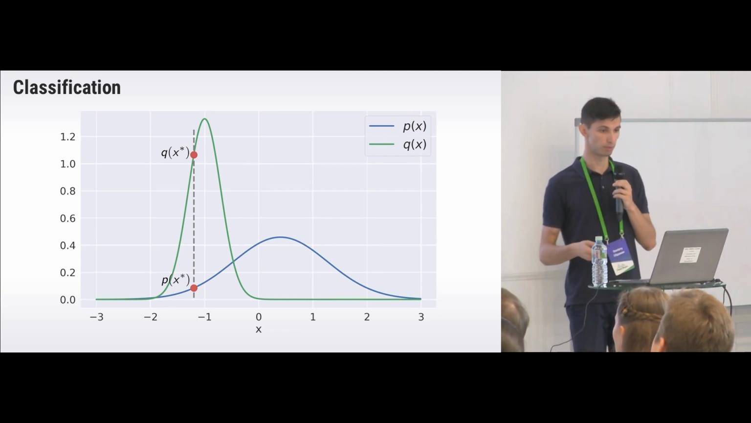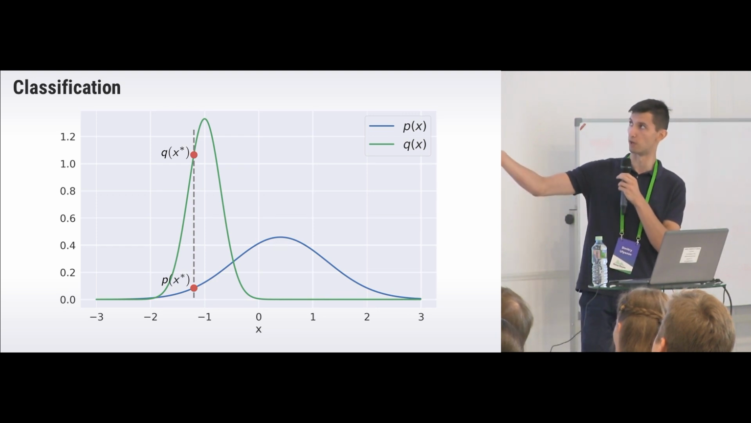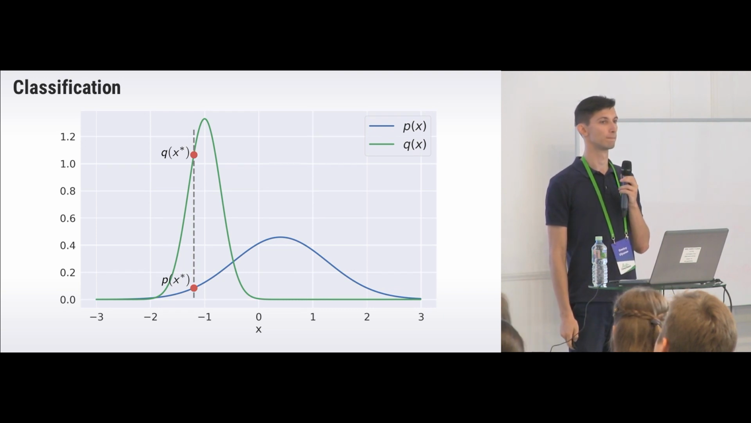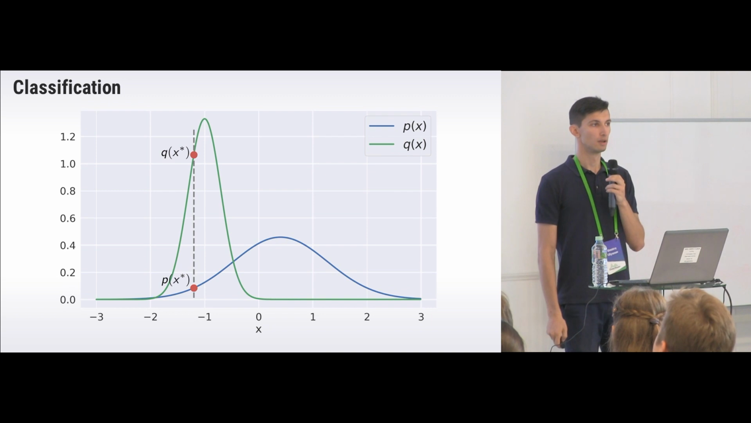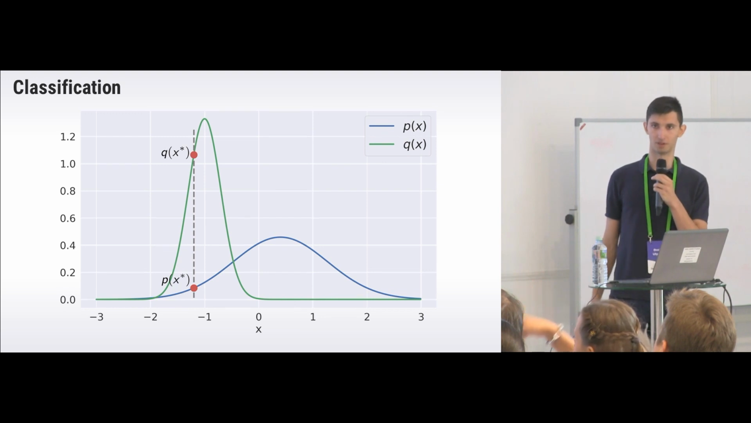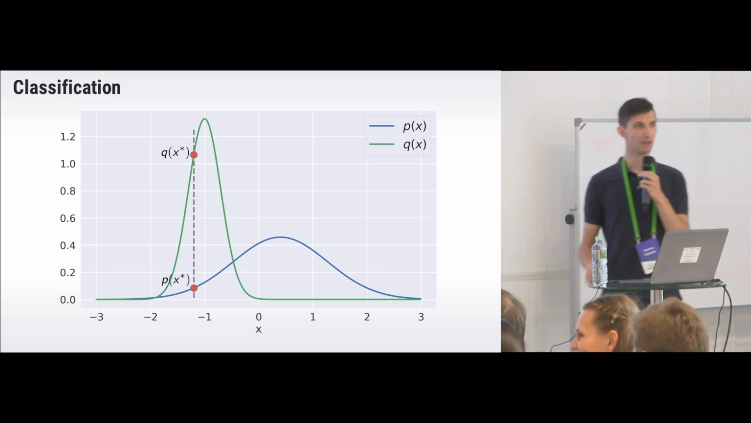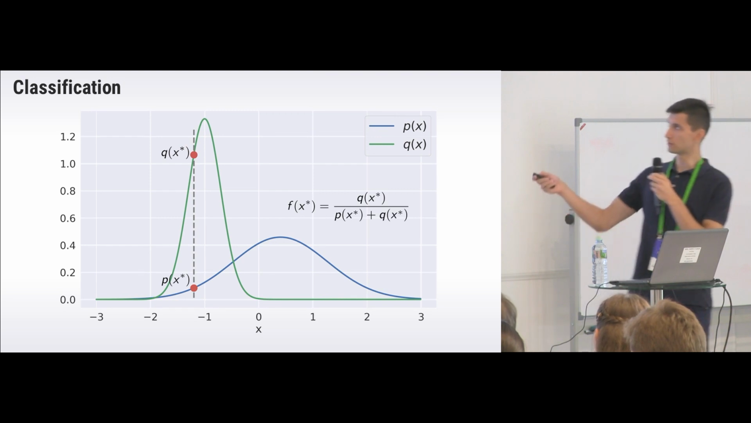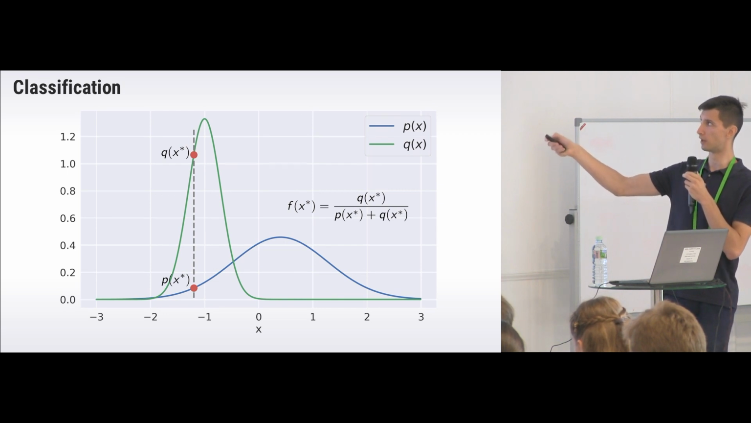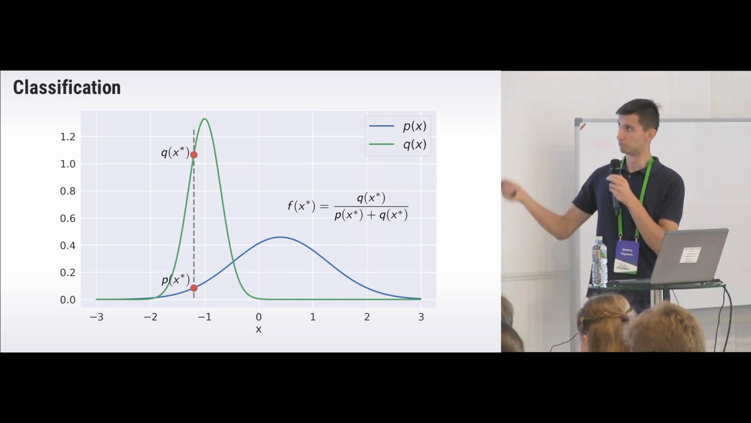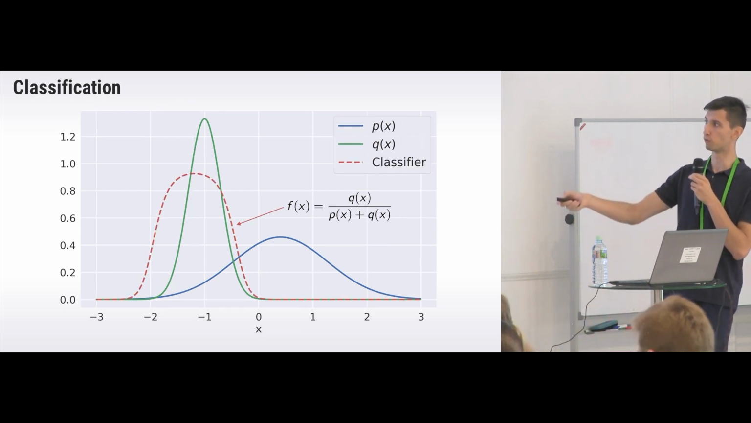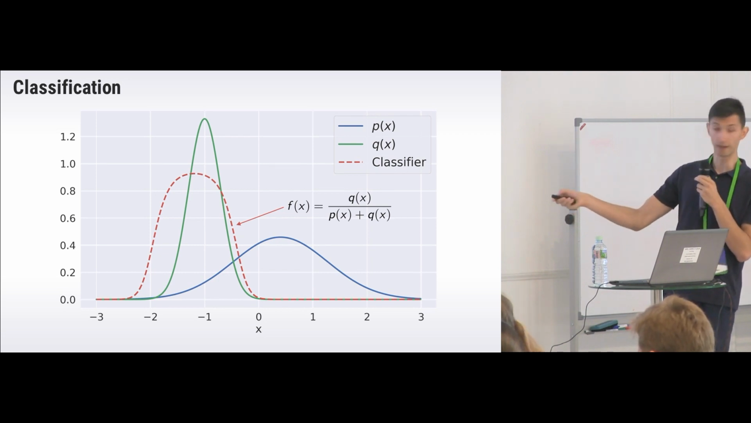Yes, it will be the probability, but how can we express it in terms of Q of x and P of x? Yes, there is a softmax in the network, but the question is a little bit different. So the classifier will output Q divided by P plus Q. That is the intuition.